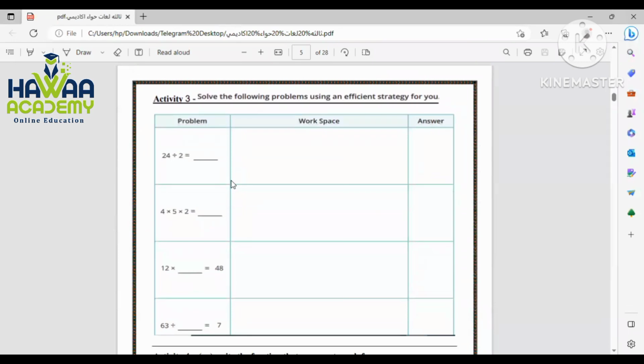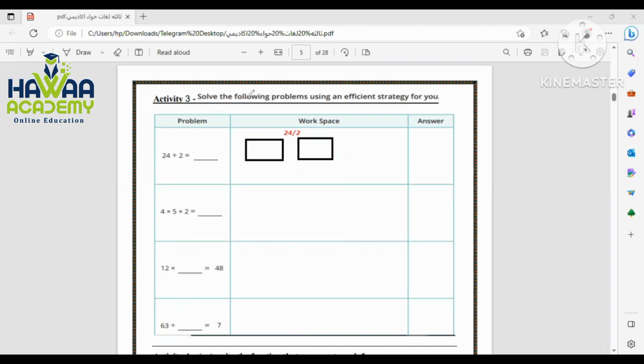Okay, let's see activity 3. Solve the following problems using an efficient strategy for you. Let's see together. 24 divided by 2. How will I solve this equation? 24 divided by 2. We will divide 24 among 2 boxes. We have 24 apples, and I want to divide these 24 apples equally among 2 boxes.